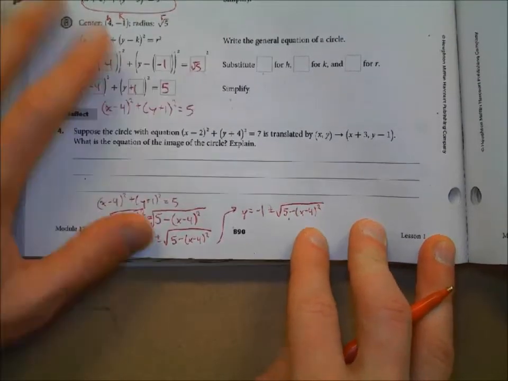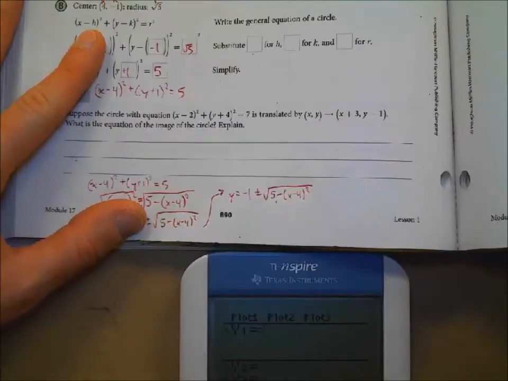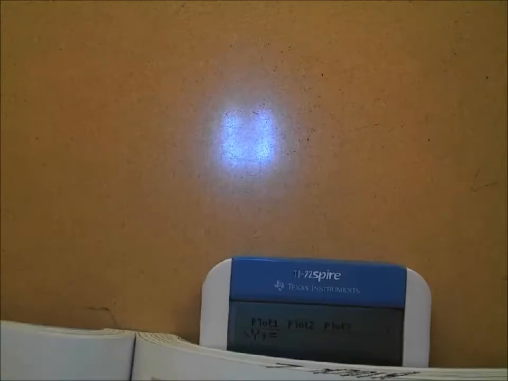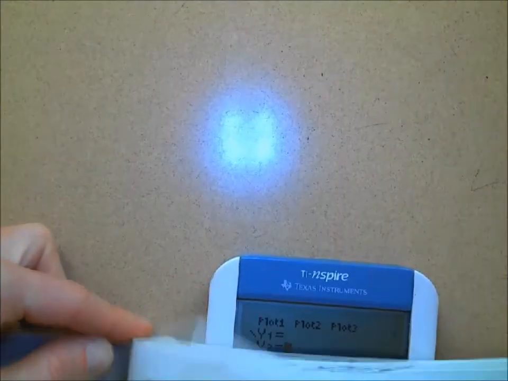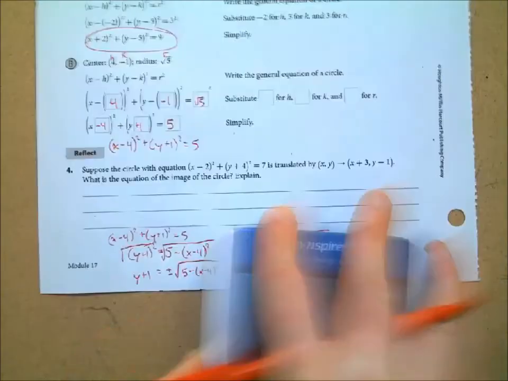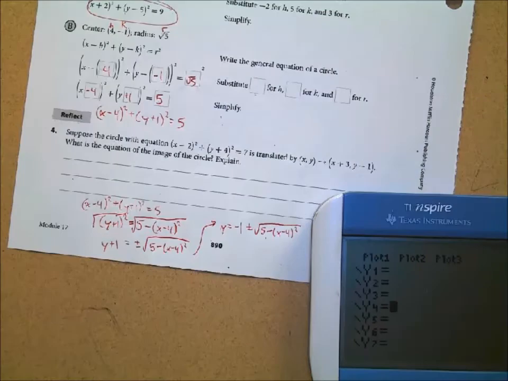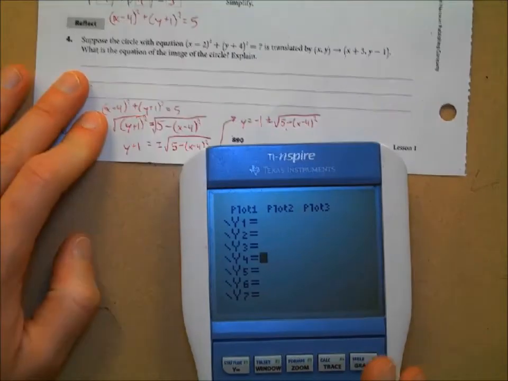All right? So to do that, let's see if I can get this. Actually, let me do this. Just tear the page up. Let me show you here real quick. Okay. Here's how we can graph this circle now in our graphing calculators.